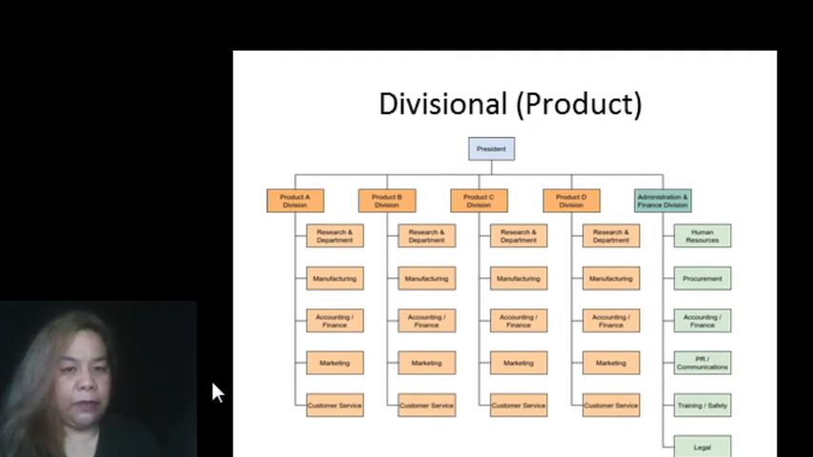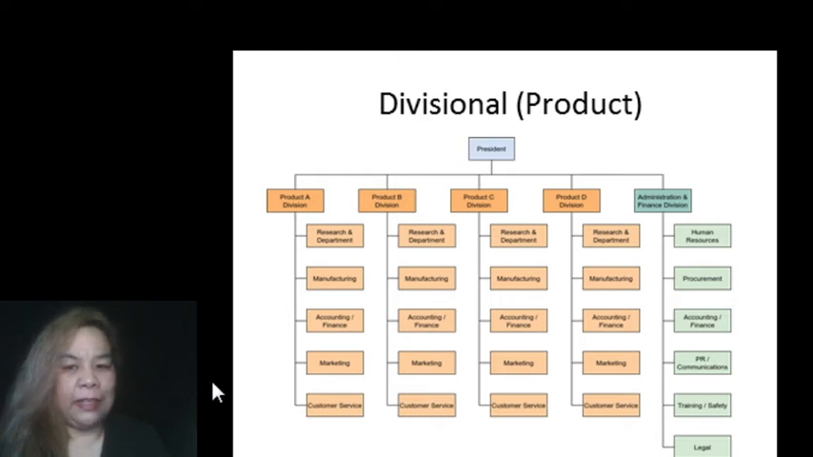So members of the organization who are grouped together work on the same product. So just like what is presented on the screen, the company is assumed to have 4 different products. Thus, they have 4 different divisions. Each product has its own division. Each division has its own group of experts. Each division has its own functional area.